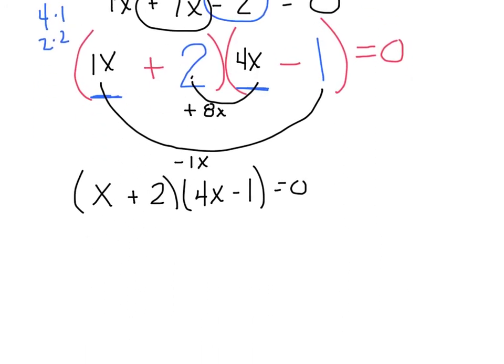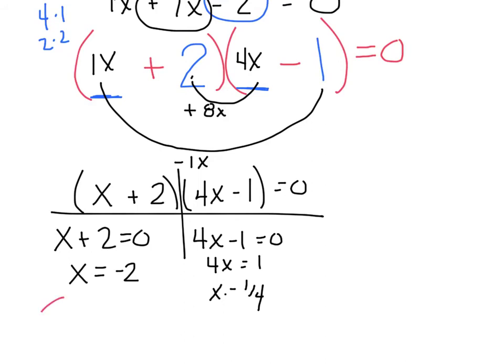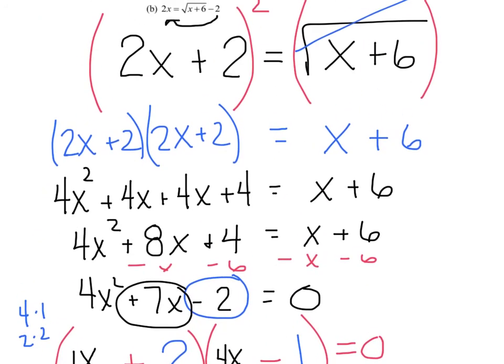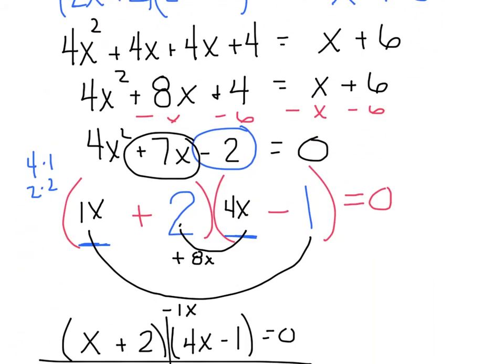I've got to tee it up. x plus 2 equals 0. Therefore, x equals negative 2. 4x minus 1 equals 0. Therefore, 4x equals 1, and x equals 1 over 4. Now, just because I got these two answers, don't fall for that multiple choice answer. You have to check. Alright, I am checking back in the original, so I've got to scroll back and get that original. 2x equals the square root of x plus 6 minus 2.